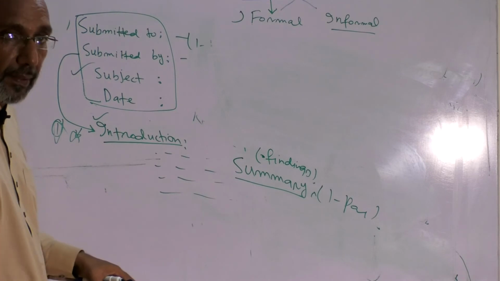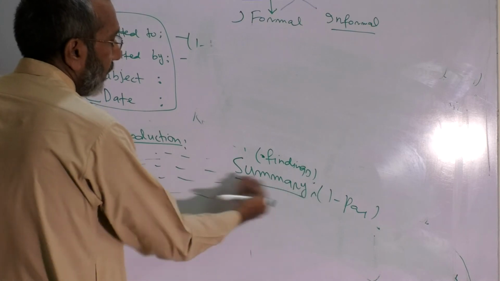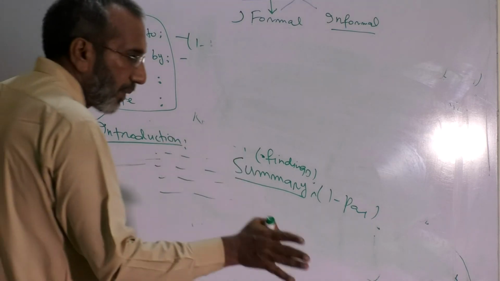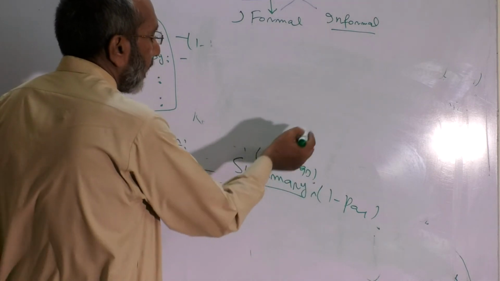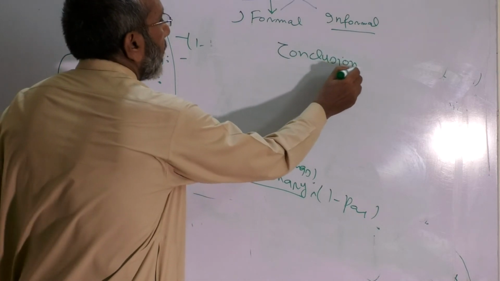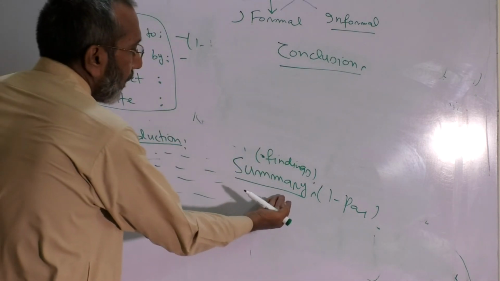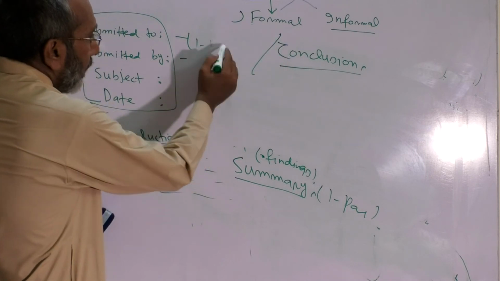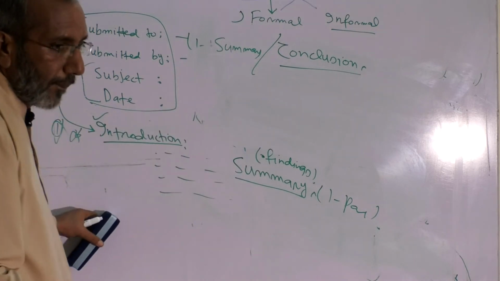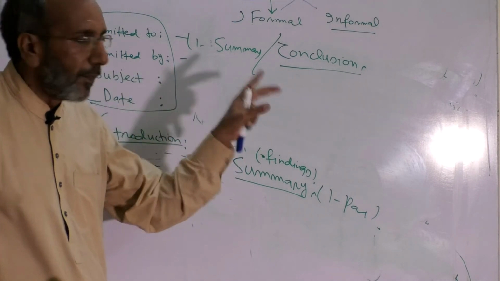What next? Conclusion. Sometimes students are very confused about these two. They say summary means conclusion, conclusion means summary. So what's your guess? Is it the same stuff? After summary, the next thing is conclusion. If you're not clear about how to differentiate between these two, a simple technique is to write "Summary/Conclusion" with an oblique. That way, whether you are clear or not, you do succeed in communicating.